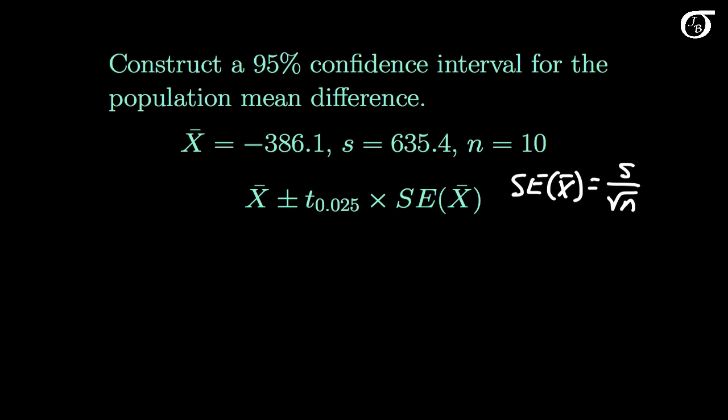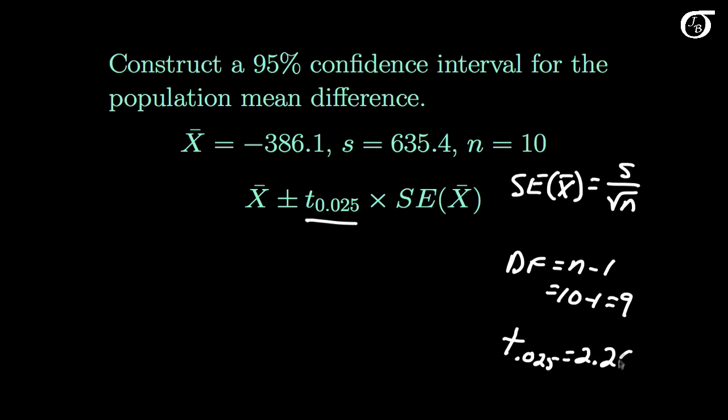We're almost ready to calculate the interval, but we need to find this t-value first. But we need the degrees of freedom to do that, and the degrees of freedom for our one-sample problems are n minus 1, and here that's going to be 10 minus 1, or 9. And so we can go to software, or the t-table, and we could find that for those degrees of freedom, t.025 is 2.262.